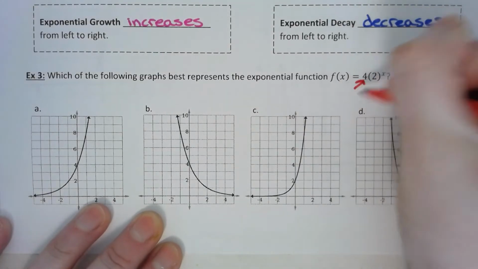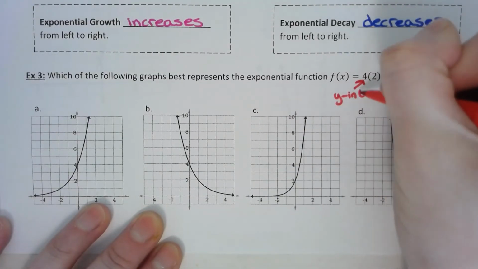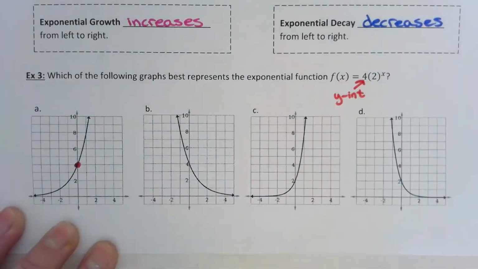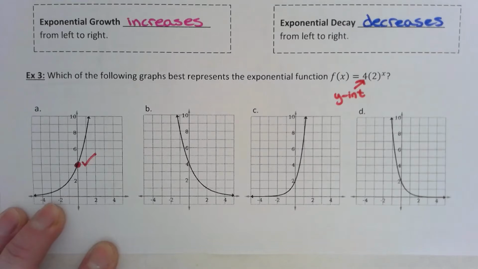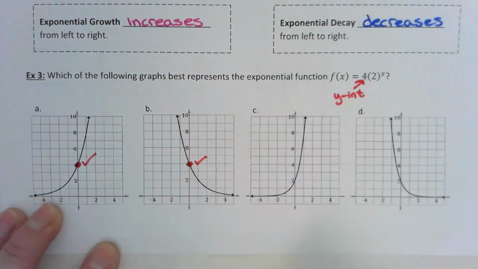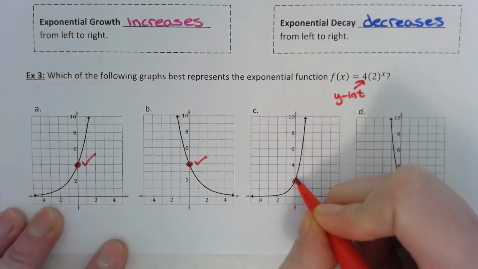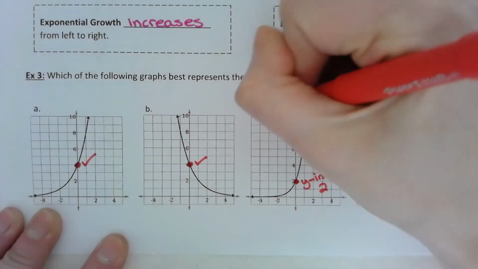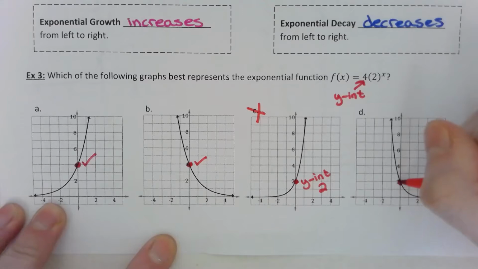I know right away that that number in front of my parentheses is my y-intercept. So this one has a y-intercept at 4. That's okay. This one has a y-intercept at 4. That one works. But this one has a y-intercept of 2. It's out. This one also has a y-intercept of 2.